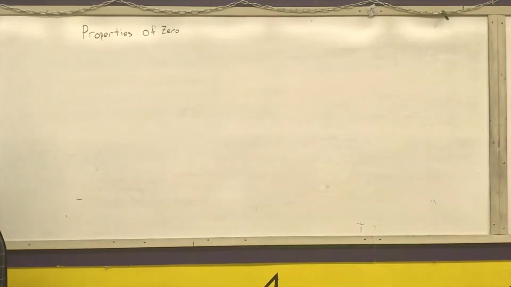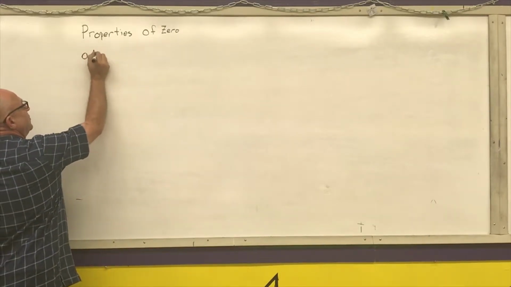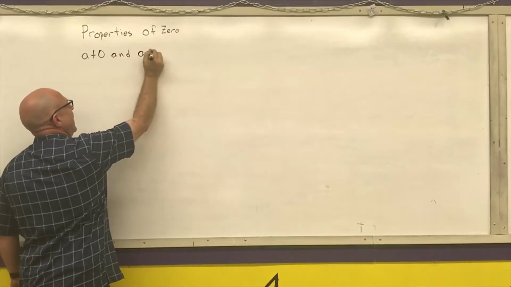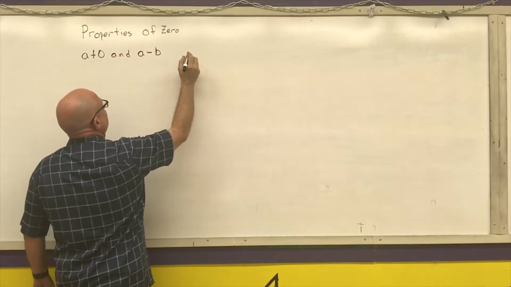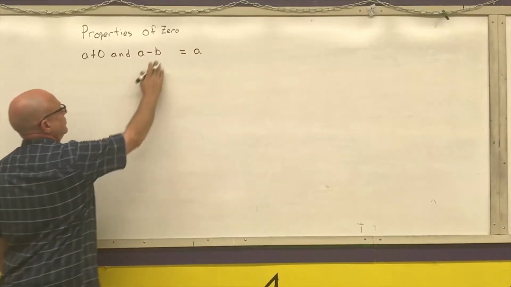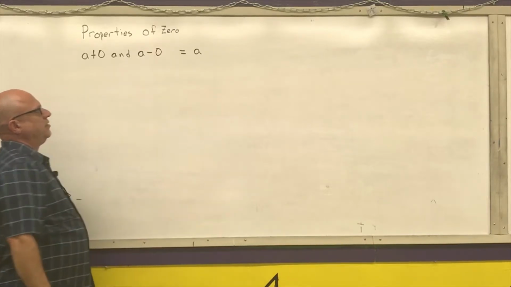So, properties of 0. A plus 0 and A minus 0 equal A. Oops, that's supposed to be a 0 here. If I add or subtract 0, I just get back to the original number.